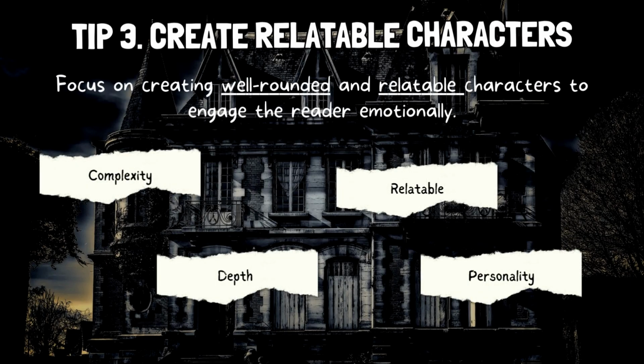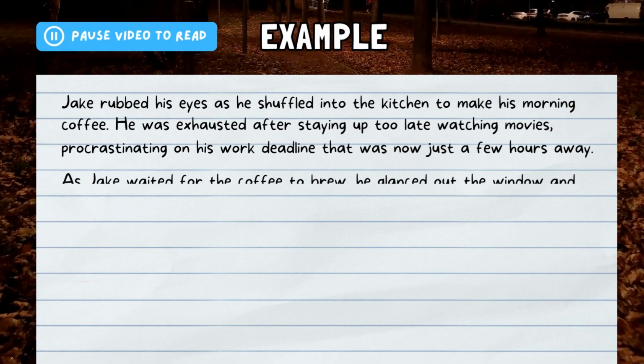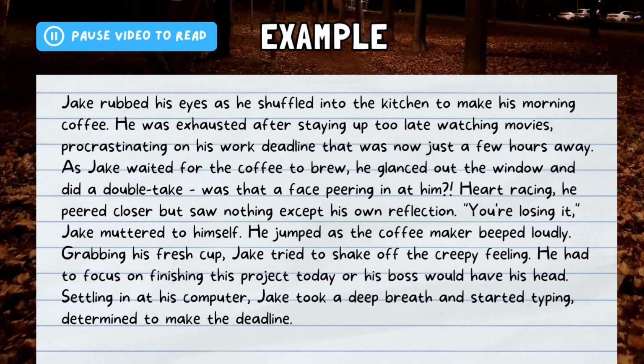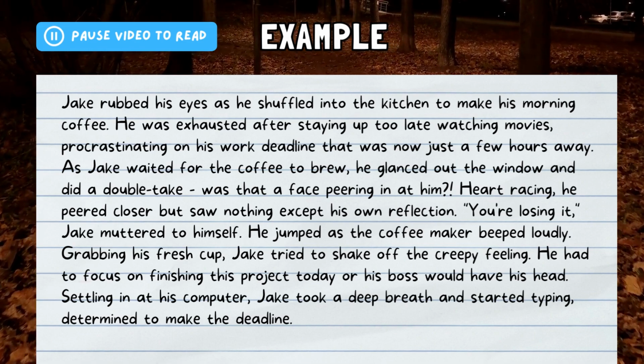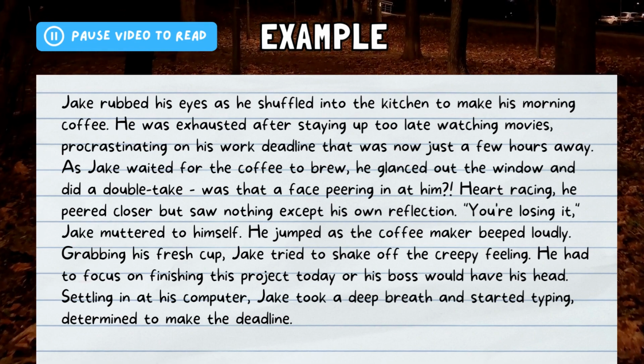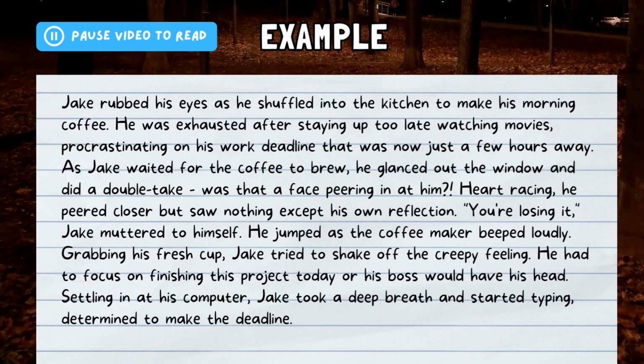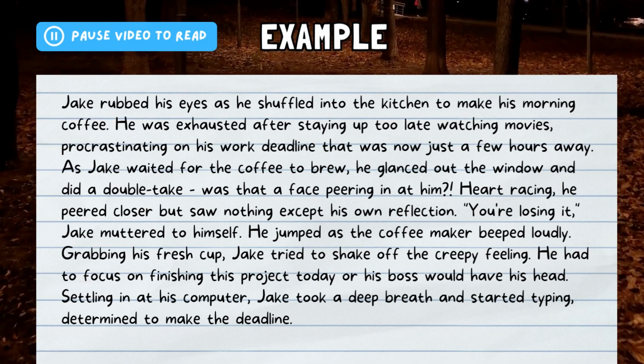Tip 3. Create relatable characters. Focus on creating well-rounded and relatable characters to engage the reader emotionally. Give major characters complexity, depth and relatable personality traits, then put them in increasingly frightening situations. Take a look at this example paragraph. Here we introduce Jake, who has relatable personality traits like procrastination and watching too many movies, making him a sympathetic character to follow as the tension ramps up.